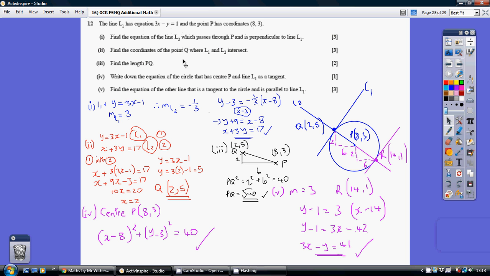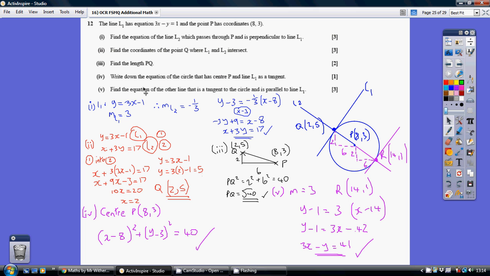Now for part 2, I've got to find the coordinates of the point Q where L1 and L2 intersect. L1 is y equals 3x minus 1, and L2 is x plus 3y equals 17. If we substitute 1 into 2, I get x plus 3 lots of (3x minus 1) equals 17, and following through the algebra, that gives me x being 2. Substituting that back into one of the straight lines, say y equals 3x minus 1, I get the y coordinate being 5. So the coordinate of Q is (2, 5).